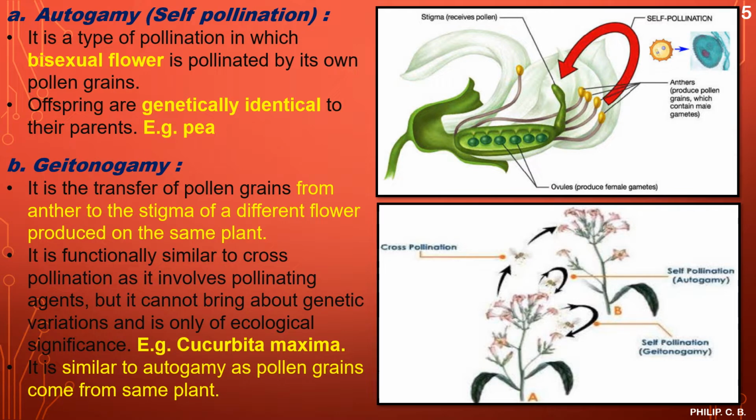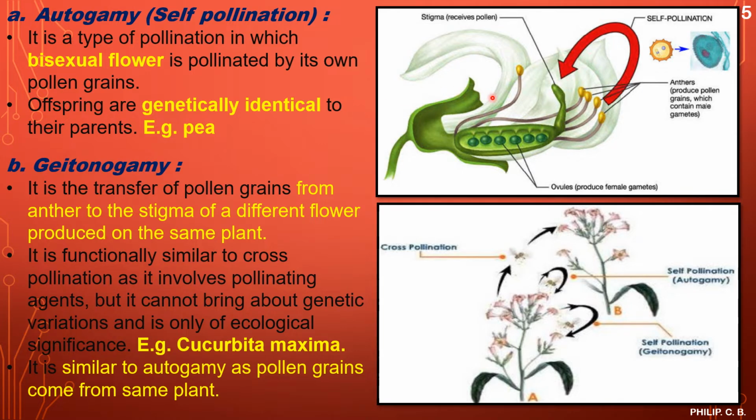Now coming to the types. A. Autogamy or self-pollination. It is a type of pollination in which a bisexual flower is pollinated by its own pollen grains. So as the term bisexual indicates, the male and the female gametes are present in the same flower. Offspring are genetically identical to their parents. Since it is self-pollination, the offspring or the new species formed will be similar. Example, pea plant. So you can see here in the image the ovules produce female gametes, the anther produces pollen grains which contain male gametes. So you can see the transfer of pollen grain onto the stigma, which receives the pollen grain.